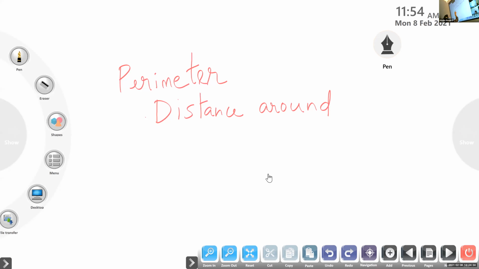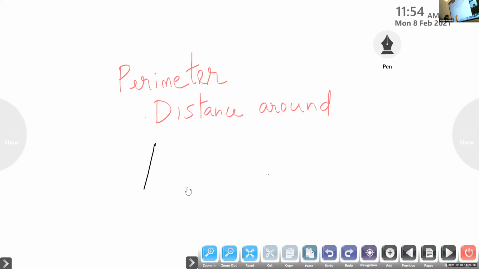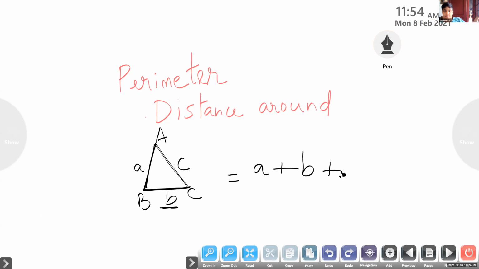So children, we know if this triangle, if I'm taking this A side, B side, C side. So what is the distance around this triangle? Capital A, B, C. So what is the length of AB? A. Plus length of BC. What is that? B. Plus length of AC. What is that here? C. So we will just add. Okay, A plus B plus C.